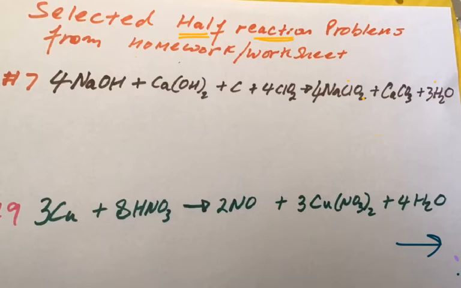All right. Now I chose these two problems because they look kind of intimidating, but they're really not that bad, folks. Okay. Now remember, we have to be able to assign oxidation numbers, and we also have to be able to figure out what substance got oxidized and what substance got reduced.